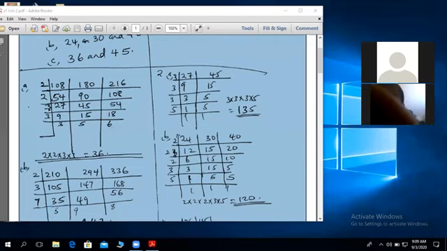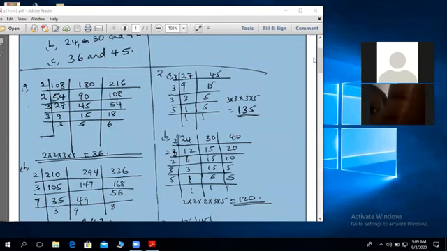I now put in 3. By 3, I get 9, I get 15, I get 18. 3 can still go in for all these numbers, and by 3, I get 3, I get 5, and I get 6.